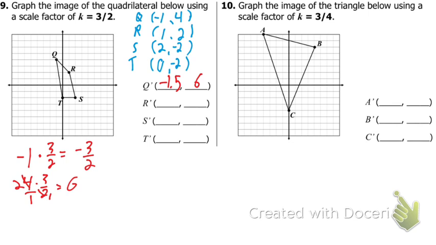So you just multiply each individual number by 3/2. So we're multiplying with fractions.